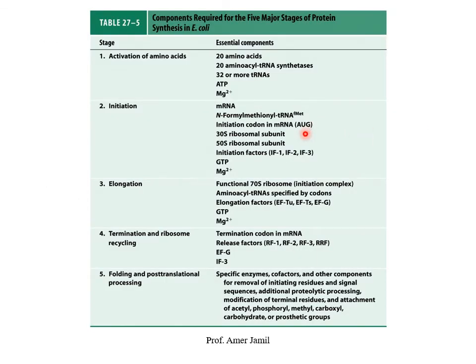Now coming to translation, there are 3 steps of translation as for replication and transcription: initiation, elongation, and termination. But before initiation there is activation of the amino acids, and after termination there is folding and post-translational processing that takes place. And these are essential components of each stage of translation. So we will discuss these one by one.